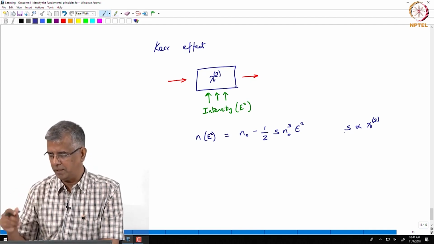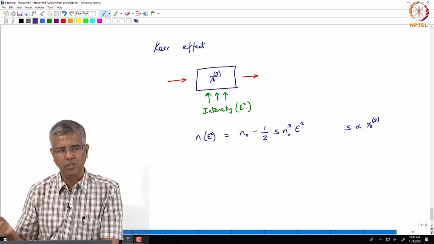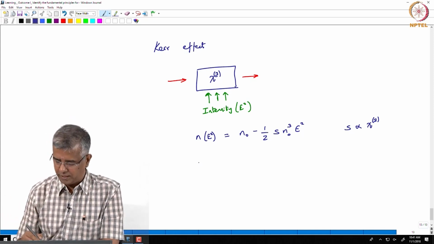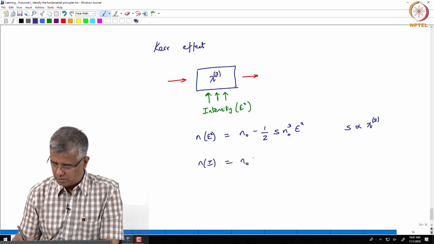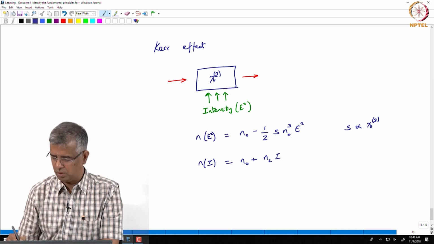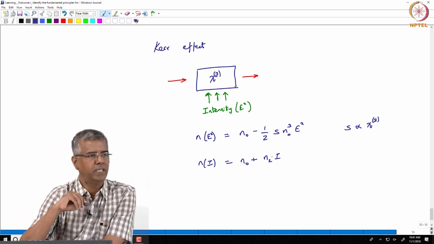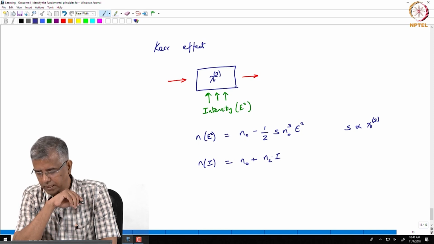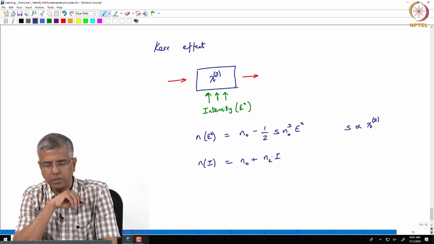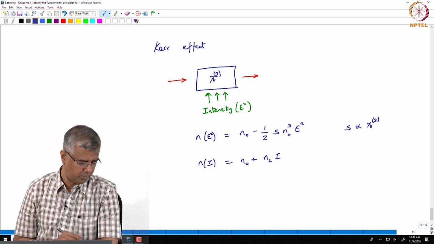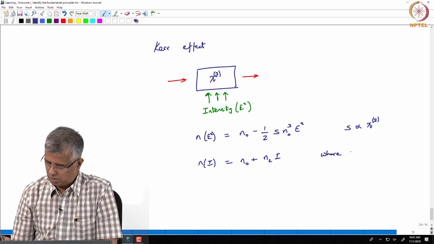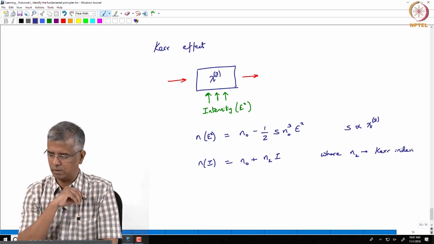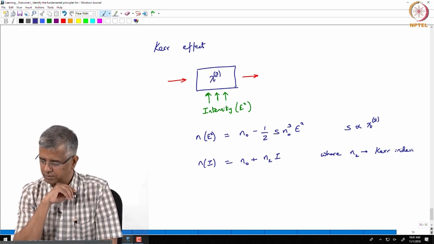Basically through chi 3 and some external intensity you are changing the refractive index of the medium. So, I can write this as n of I equals n naught plus n2 multiplied by I, because my E square is essentially representing intensity, right. So, through that external intensity you are changing the refractive index of the medium, okay, where n2 is called the Kerr index, because it's the index that represents the Kerr effect, right.